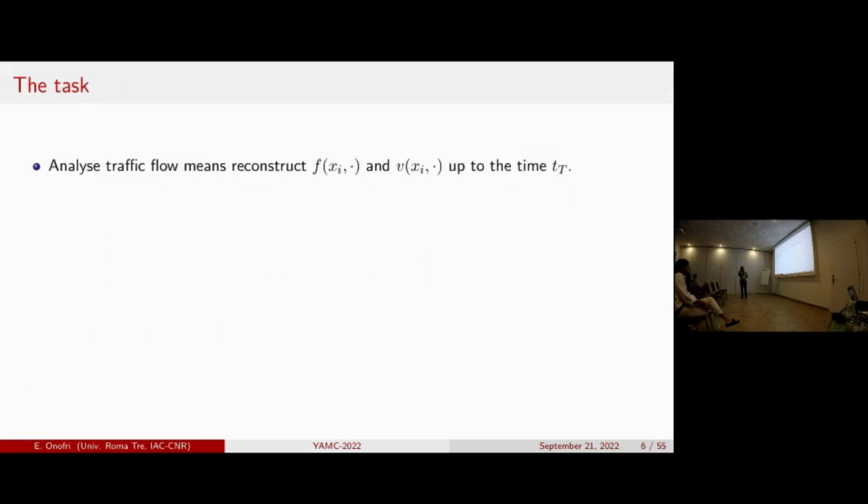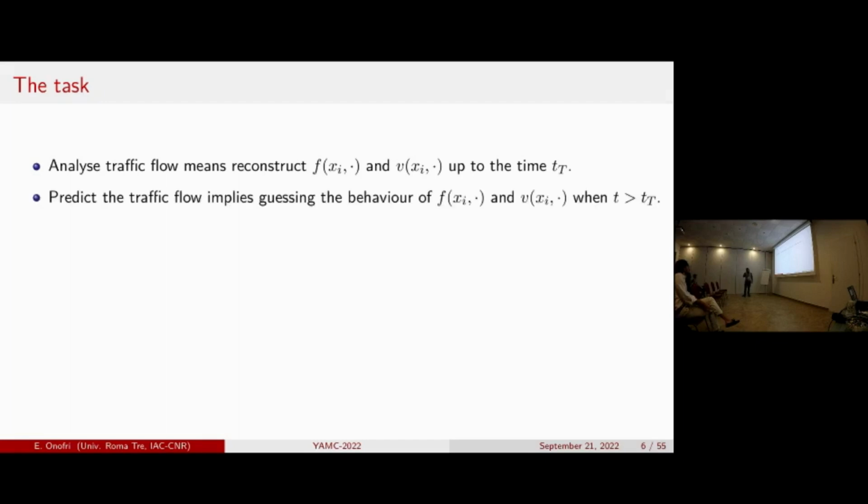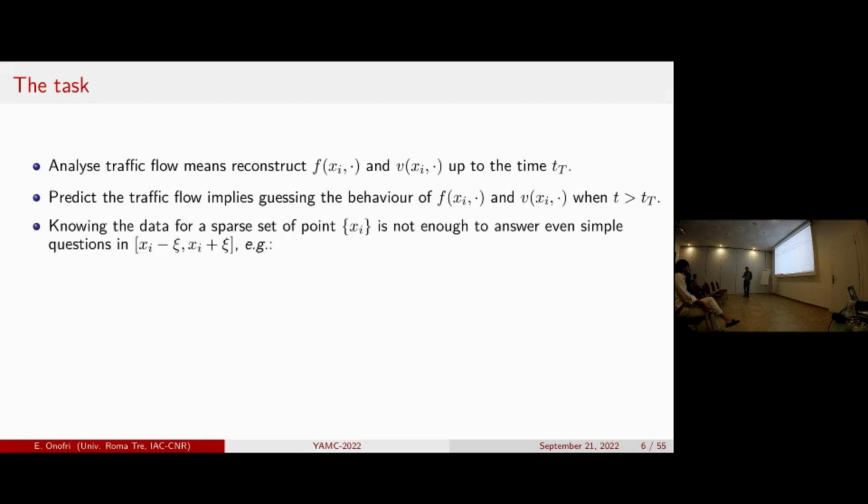So, the task we faced in this project is to analyze traffic flow, and analyzing traffic flow means reconstructing flux and velocity up to the horizon of the events. Because the points of measurement are scattered around the street, it also means predicting the traffic flows, which of course implies understanding what will come next.